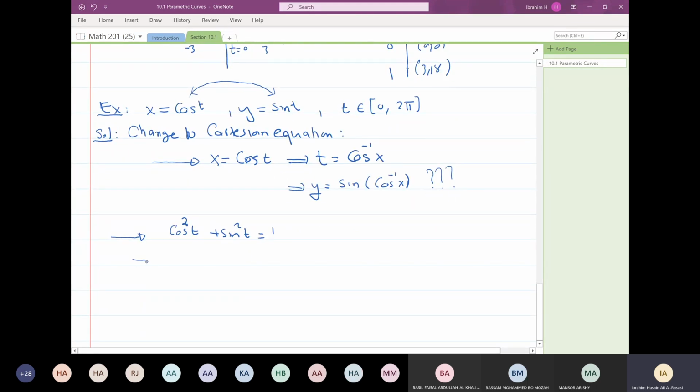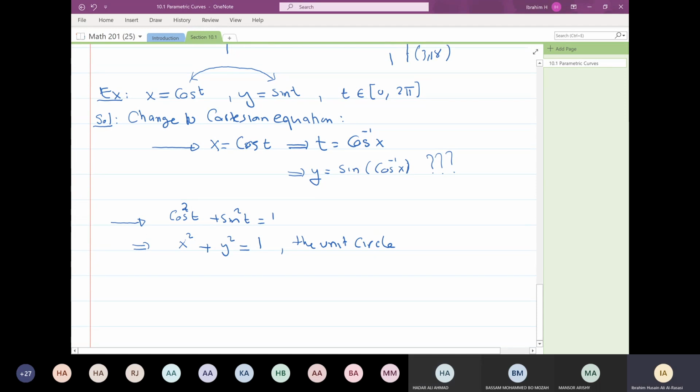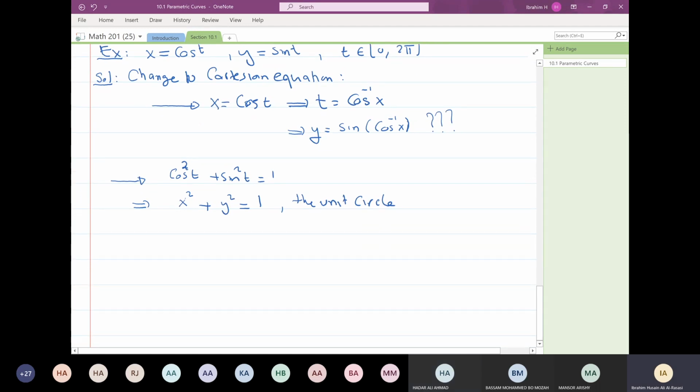Then just replace now cosine. What is cosine? It is x, so it will be x squared. What is sine? It is y, so y squared, which equals 1. Do you know the graph of this equation? Circle. Which circle? The unit circle, with radius 1. And it is a very familiar function, so you can graph it easily, without taking any points. So this is the graph.